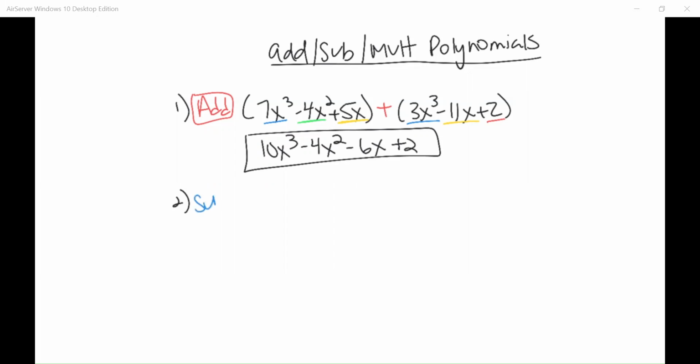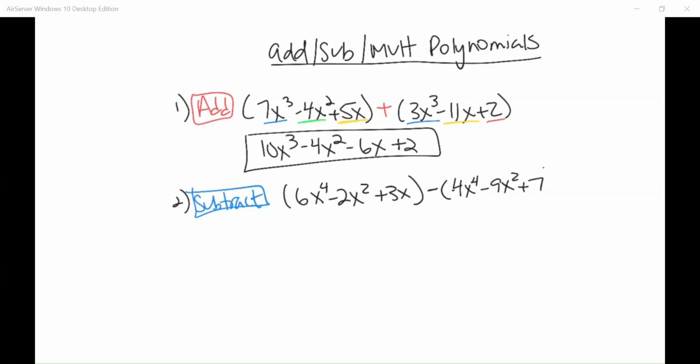So let's subtract now. We have two polynomials: 6x to the 4th minus 2x squared plus 3x, minus 4x to the 4th minus 9x squared plus 7. Now with addition, it doesn't really matter if we distribute the positive, but with subtraction, it does. So the first thing we do is distribute our negative.